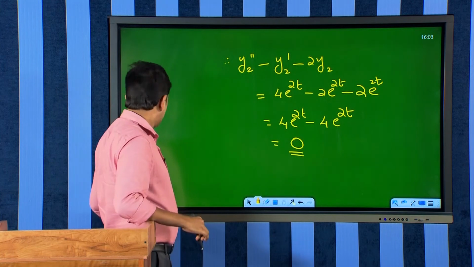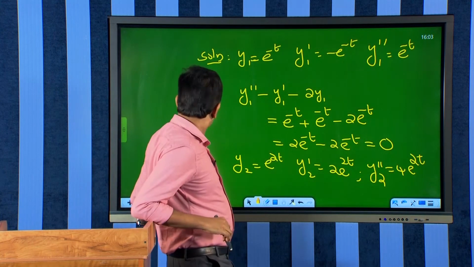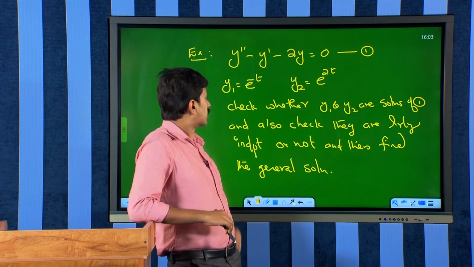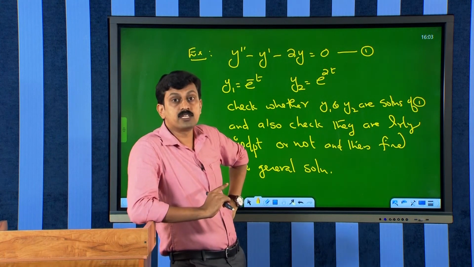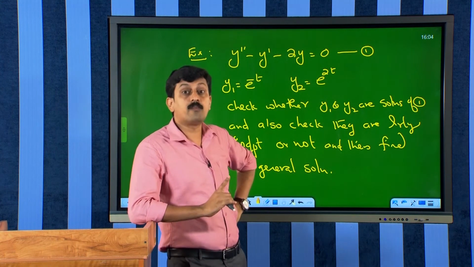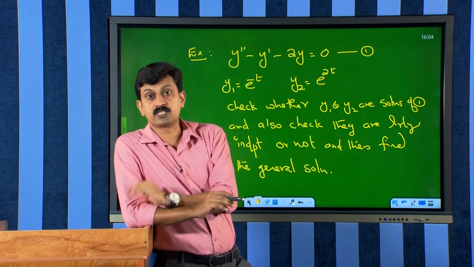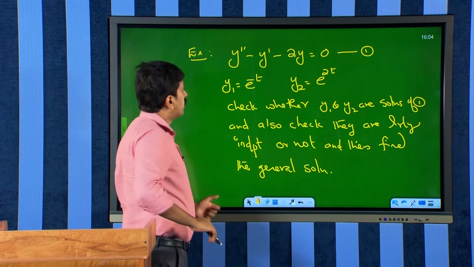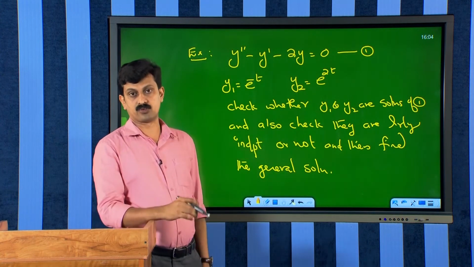So we can say that both satisfy the equation. So both e raised to minus t and e raised to 2t are solutions of the given second order homogeneous linear differential equation. So by the fundamental theorem, their linear combination c1 y1 plus c2 y2 is again a solution. See, my dear students, we have to check whether they are linearly independent or not.